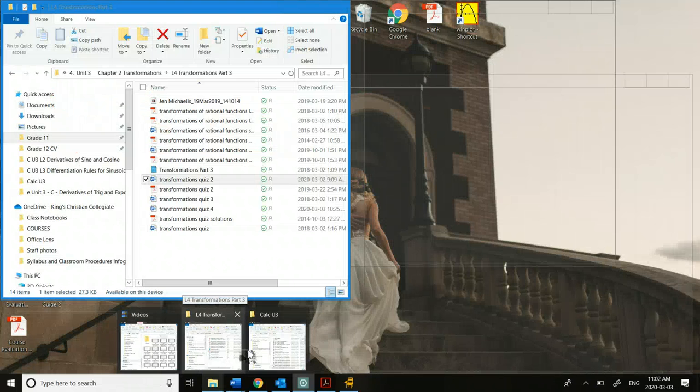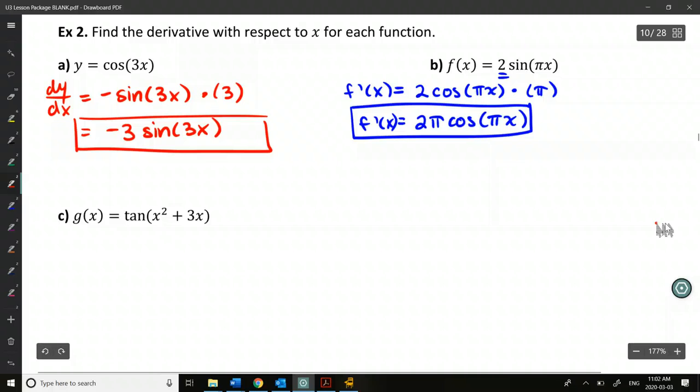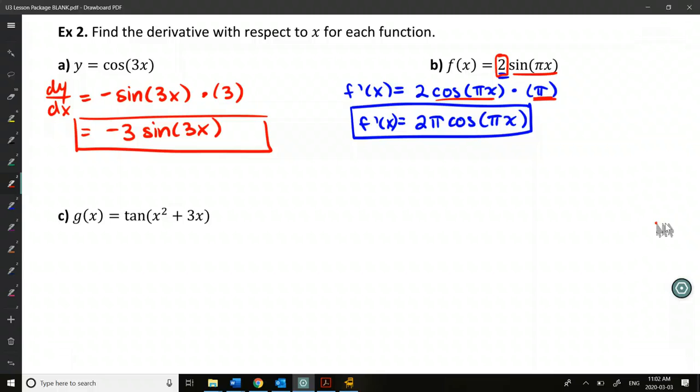Yeah, so, constant multiple rule, leave the 2. Do the derivative of sine, which is cosine. Okay, so that's that part. And then we multiply by the derivative of the inside, which is pi. And then I'm just gathering up the 2 and the pi at the front. Is that good?